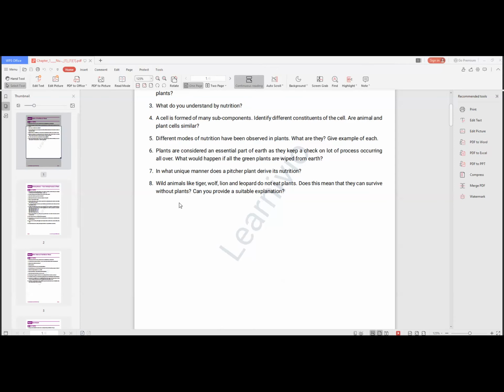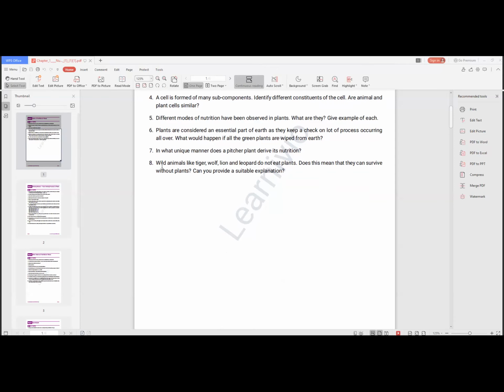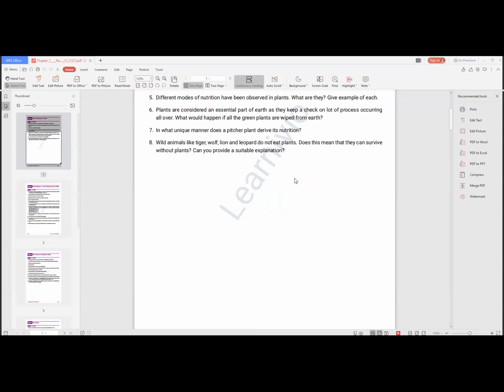Eighth one. Sure. Question number 8 here says that wild animals like tiger, wolf, lion, and leopard, they do not eat plants. So does this mean that they can survive without plants? Can you provide a suitable explanation? So these organisms, all of them are carnivorous. They consume meat of other animals. So yes, they can survive without plants because they get energy by consuming the meat of other animals. Getting it now? Okay, sir.